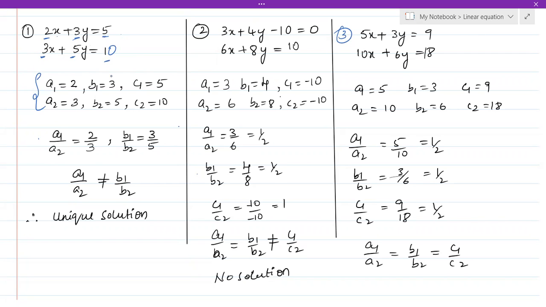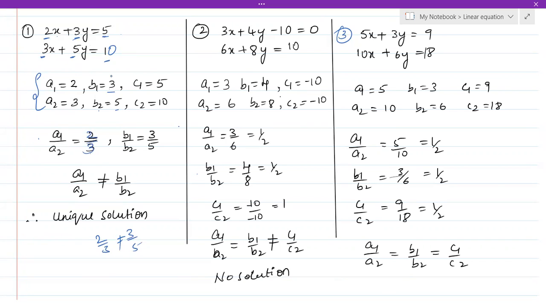Now let's find a1 by a2. A1 is 2, a2 is 3, so a1 by a2 will become 2 by 3, isn't it? Similarly, b1 by b2: b1 is 3, b2 is 5, so if you divide it, you get 3 by 5. Very clearly, 2 by 3 and 3 by 5 are not equal, isn't it?